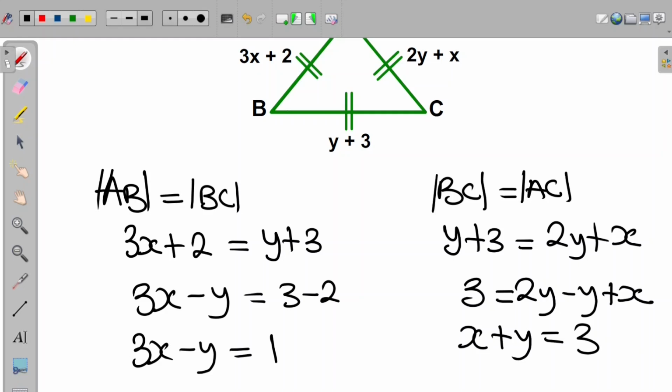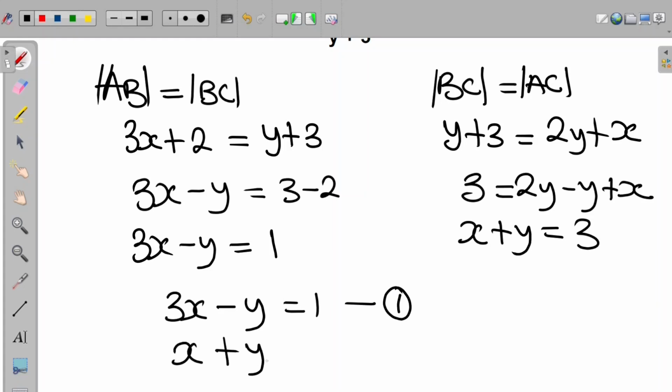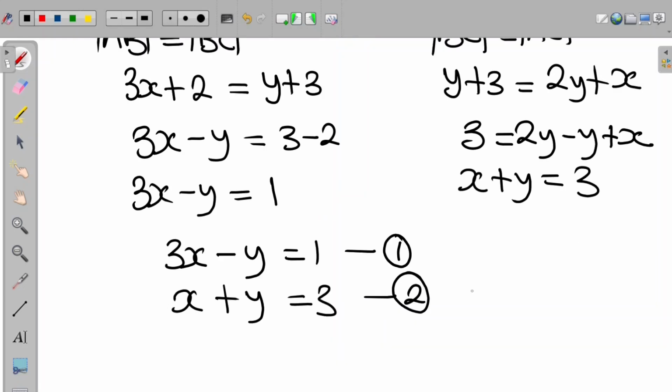So now we can solve the two equations simultaneously, where we have that 3x minus y equal to 1 is equation 1, and also x plus y equal to 3 is equation 2. So let's solve the two equations simultaneously.